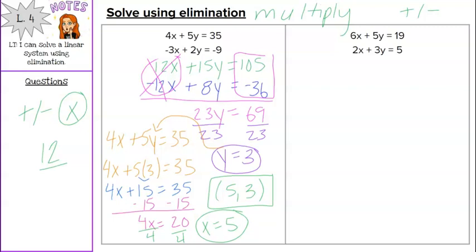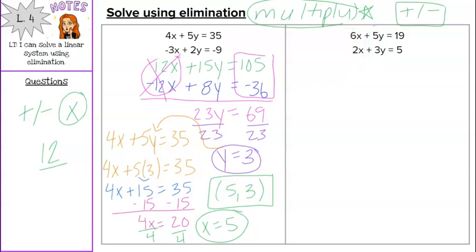We have 6x plus 5y equals 19, 2x plus 3y equals 5. So again, we need to multiply both equations to make opposites. If we look, right now we do not have a positive negative pair, so we're going to have to make that positive negative pair. We could change our x's or we could change our y's. In this case, I'm going to show you that we don't always have to multiply both equations. Sometimes we only have to multiply one.